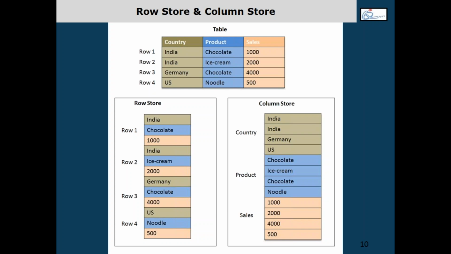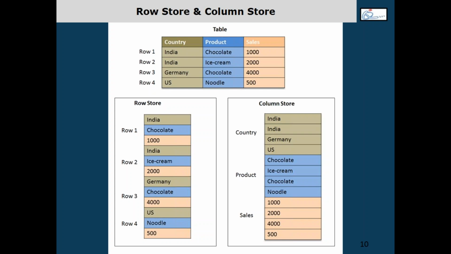So when I say row store, each record is stored in one continuous memory location. And when I say column store, all the values of one column are stored in one continuous memory location. So all the values of column country are stored in one memory location. All the values of column product are stored in one memory location. All the values of column sales are stored in one memory location.